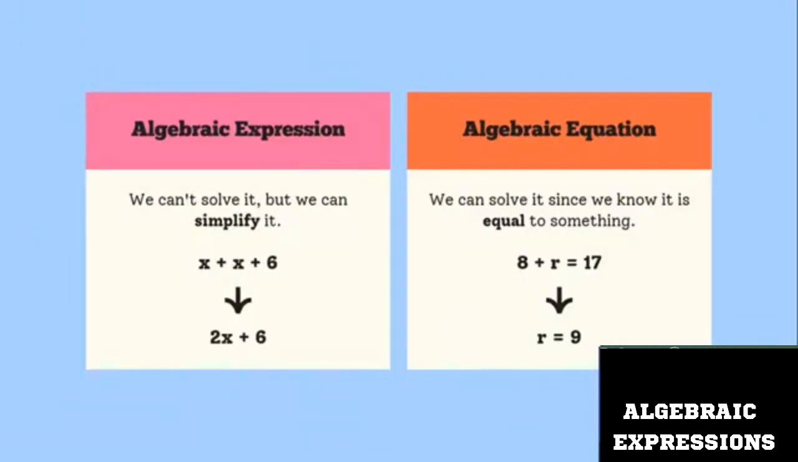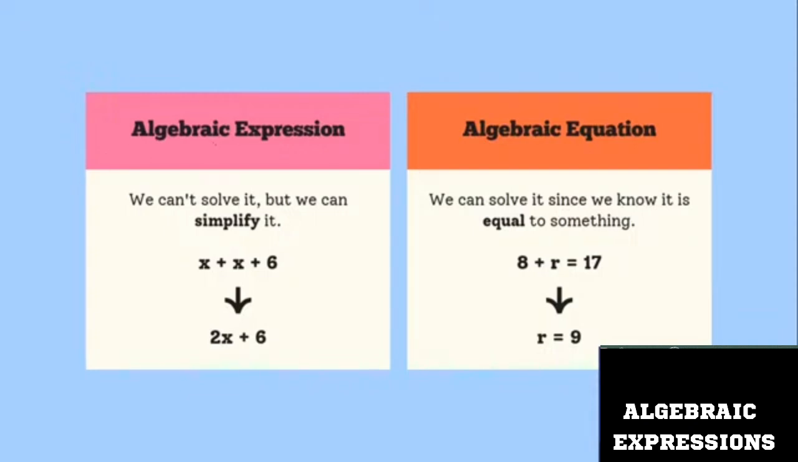All right. So what's the major difference between an algebraic expression and an algebraic equation? The most important difference to note is algebraic expressions are not solved. We only simplify them. Okay? We only simplify algebraic expressions. We do not solve them. However, algebraic equations, we solve them because we know that they are equal to something. Let's say, for example, 8 plus r is equal to 17, which means we can solve it.